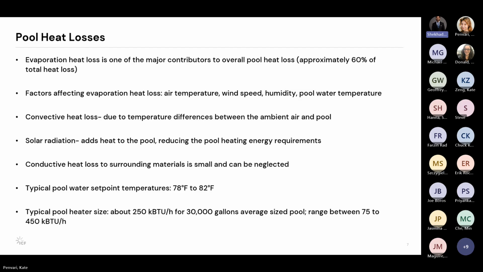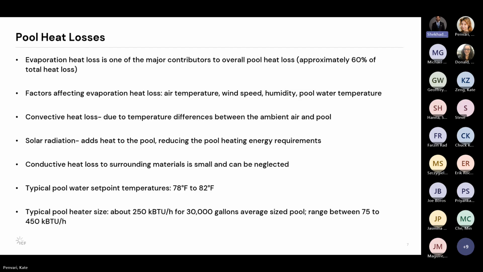Also, it's important to note that evaporation heat loss is higher for occupied pools due to increased air to water contact area. A pool cover, when placed on the surface of the pool, could prevent this heat loss from the surface, and energy savings up to 30% are possible.